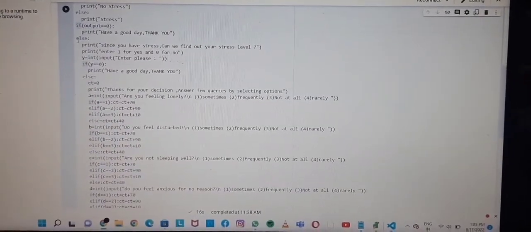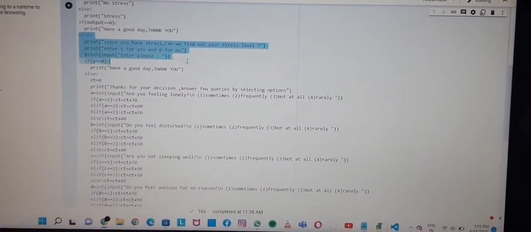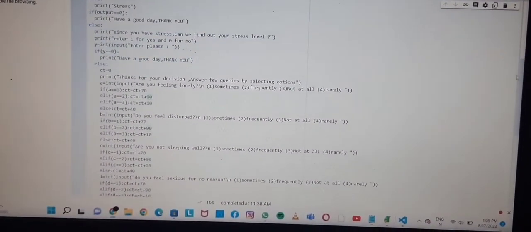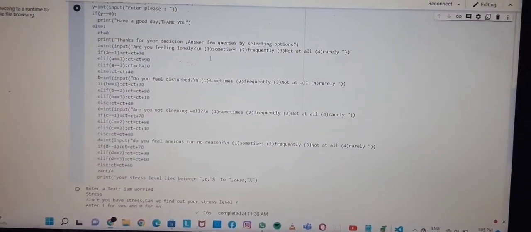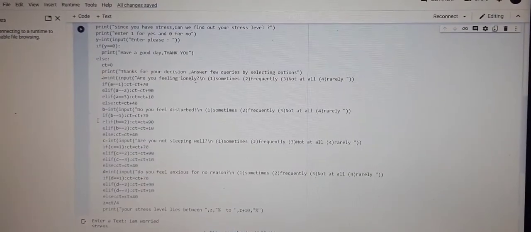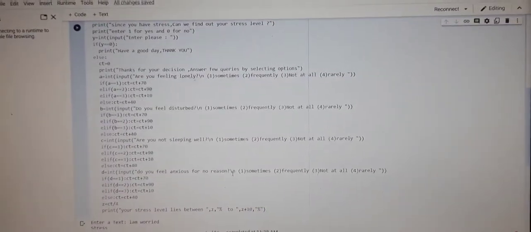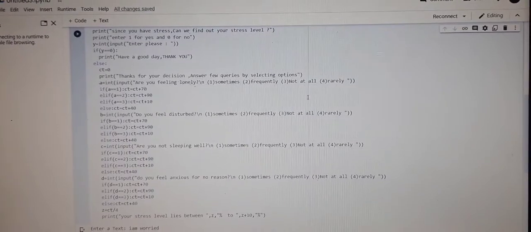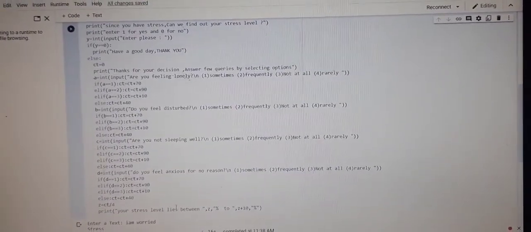If we find out the person is having stress, then we are going to find out their stress level by asking a few queries. These are the main queries because when a person is feeling stress, these are the main symptoms a person suffers from: lonely, disturbed, not sleeping well, feeling anxious for no reason. So we gave some values to each answer, and then we are calculating their stress level.